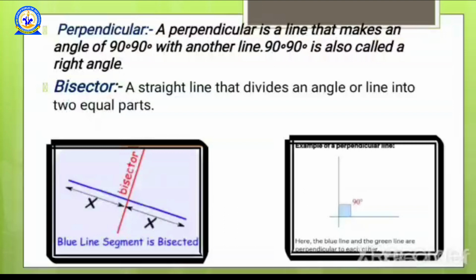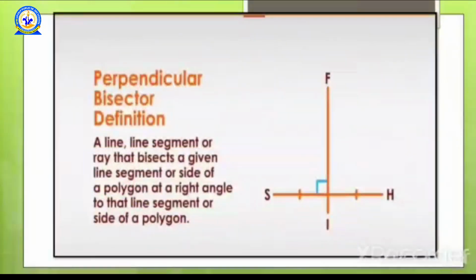Bisector is a straight line that divides an angle or line into two equal parts. Bisect means to divide into two equal parts. You can see the blue line segment is bisected by the red line, so the blue line is divided into two equal parts. The next word is perpendicular bisector. Perpendicular means makes an angle of 90 degrees and bisector means divided into two equal parts. So a perpendicular bisector is a line segment or a ray that bisects a given line segment or side of a polygon at a right angle.